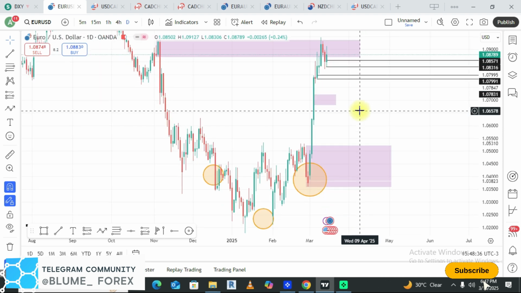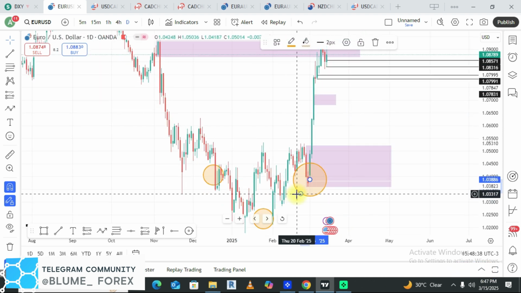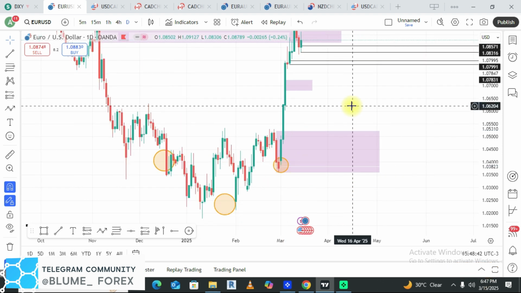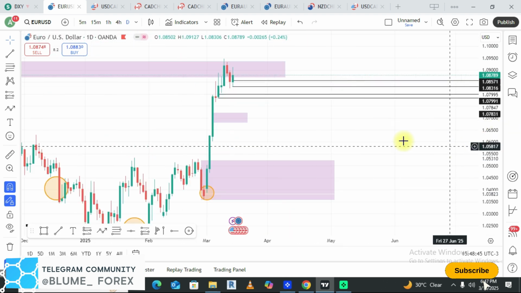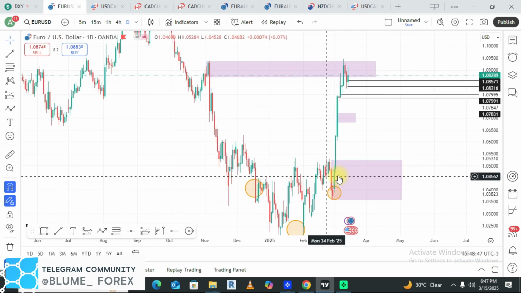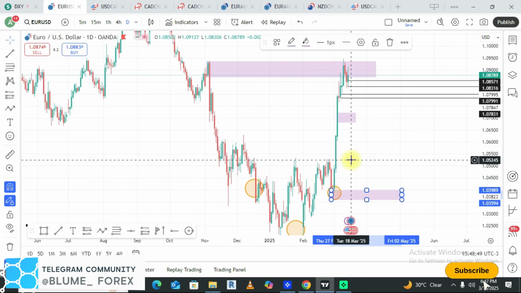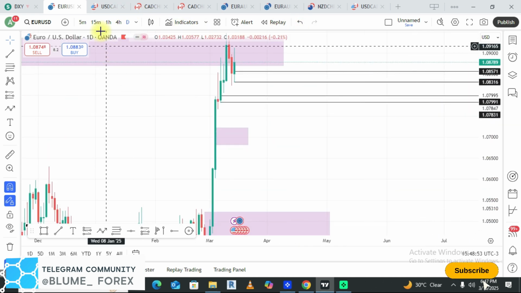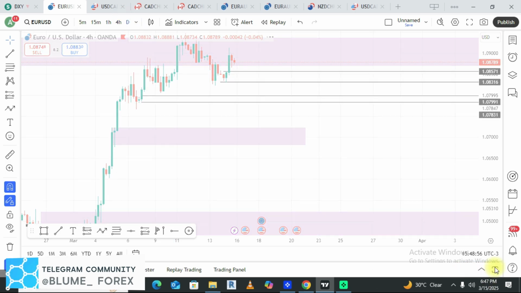Just like the DXY, we are having an inverted head and shoulders on the EURUSD, which is also an indication of price having to come back to this demand. So I only start looking for sales on EURUSD if we get price taking out the demand or the supply in control. All right.